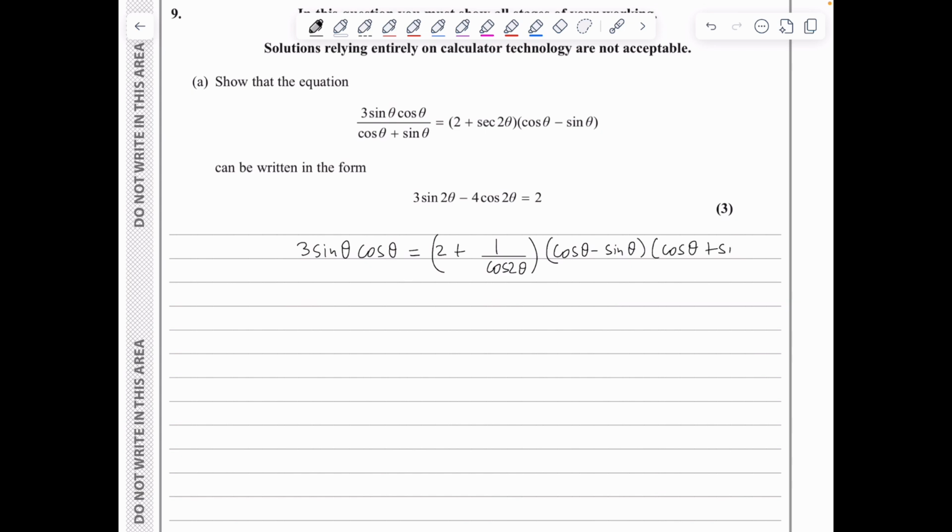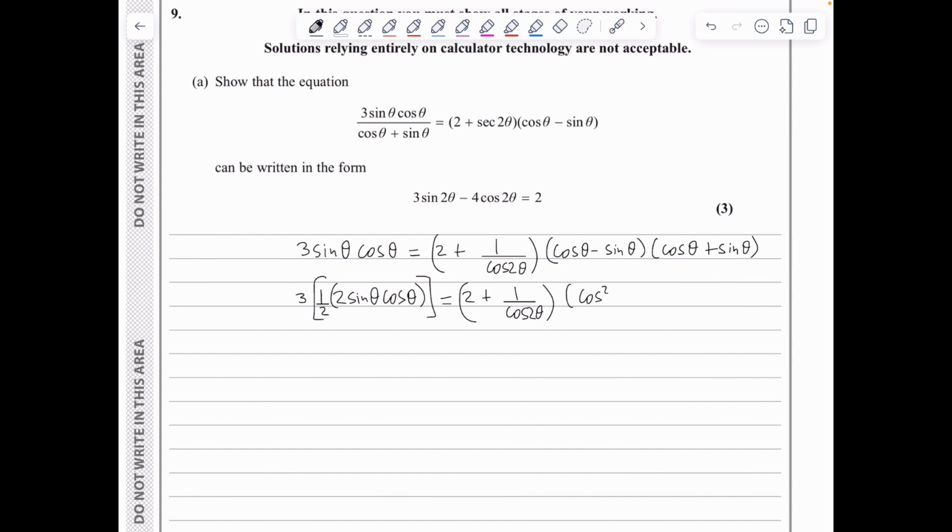So I've cross multiplied. So we are looking at 3 sine theta cos theta, which is the structure for the double angle for sine. So it would be great if I had 2 sine theta cos theta, which is exactly the double angle formula for sine 2 theta. So I will put a half here to balance out the multiplication by 2. And this is equal to 2 plus 1 over cos 2 theta. And if I expand the cos theta minus sine theta times cos theta plus sine theta, it's just the difference of 2 squares.